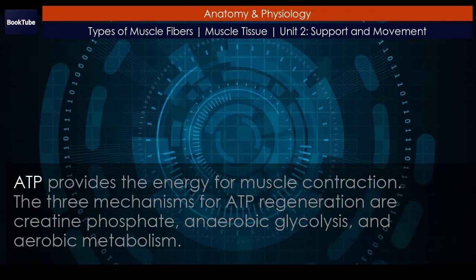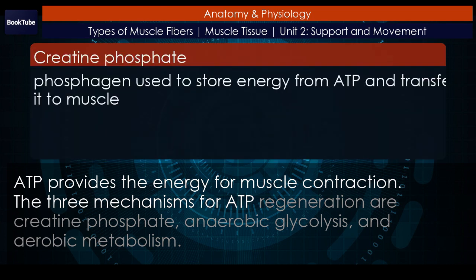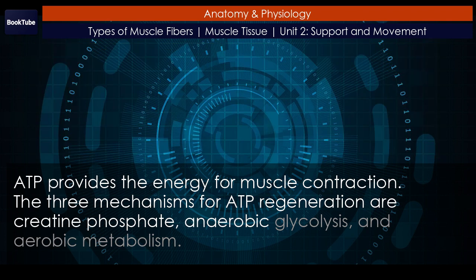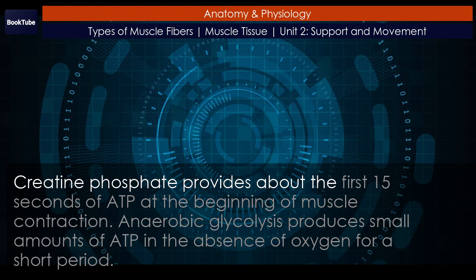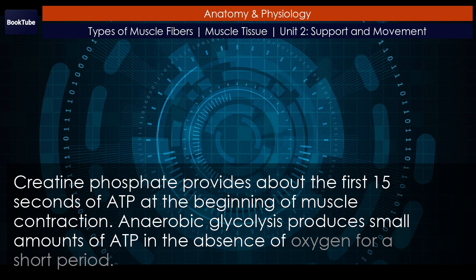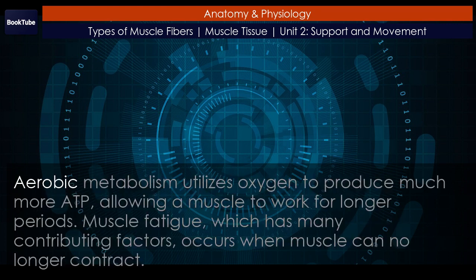Chapter Review. ATP provides the energy for muscle contraction. The three mechanisms for ATP regeneration are creatine phosphate, anaerobic glycolysis, and aerobic metabolism. Creatine phosphate provides about the first 15 seconds of ATP at the beginning of muscle contraction. Anaerobic glycolysis produces small amounts of ATP in the absence of oxygen for a short period. Aerobic metabolism utilizes oxygen to produce much more ATP, allowing a muscle to work for longer periods.